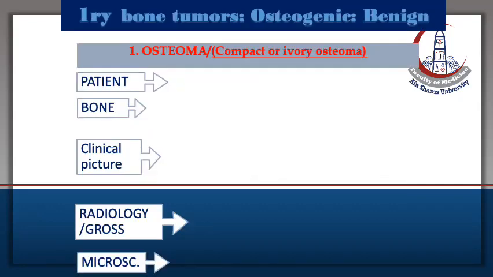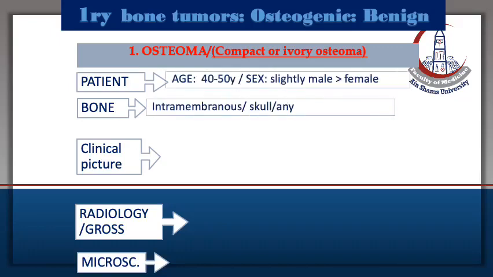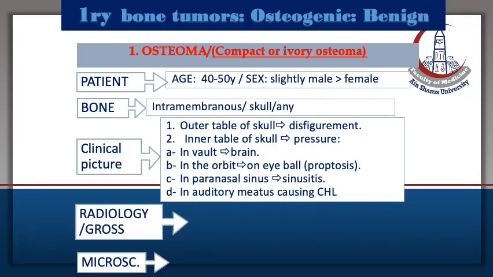Here are the features of the first benign bone-forming tumor called osteoma. The most important clinical picture is the disfigurement if it appears in the outer aspect of the flat bone. But if it appears in the inner aspect, it causes a pressure effect, whether on the brain or on the eyeball, causing proptosis, in the sinuses causing sinusitis, in the auditory meatus causing conductive hearing loss.